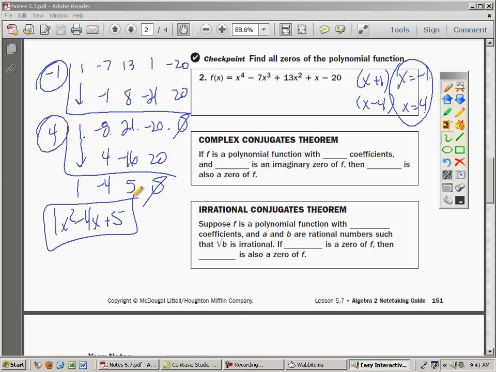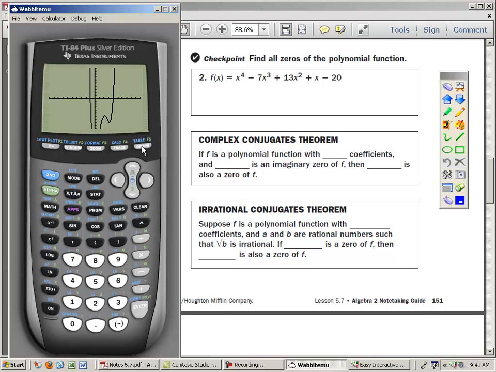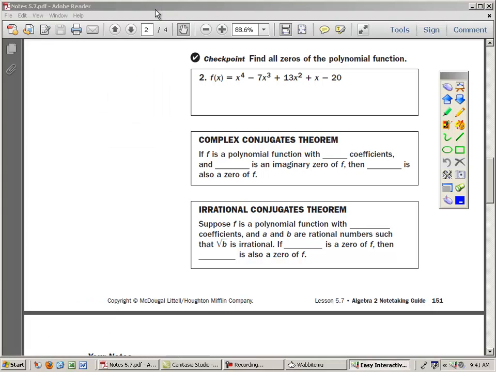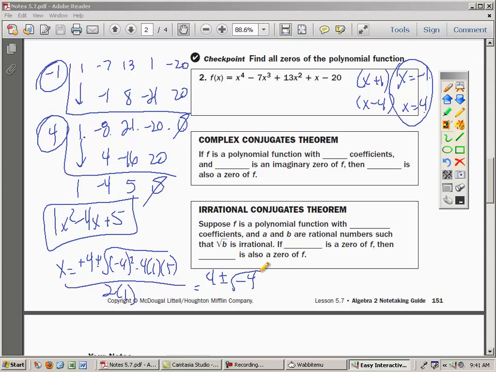The rest of this we know does not factor, and why do I know it doesn't factor? Because if I go back and look at the picture of the graph of this thing, it only has two real solutions that I can see. So the other two are actually imaginary solutions, and they're going to come as a result of solving this using the quadratic formula. X equals opposite b plus or minus the square root of b squared minus 4ac all over 2a. Now, this is 4 plus or minus the square root of 4 squared, which is 16, and 16 minus 20 becomes negative 4. So I have square root of negative 4 all over 2.